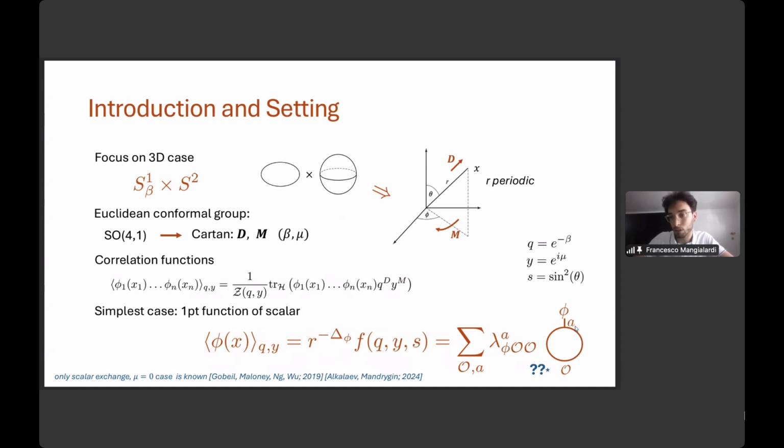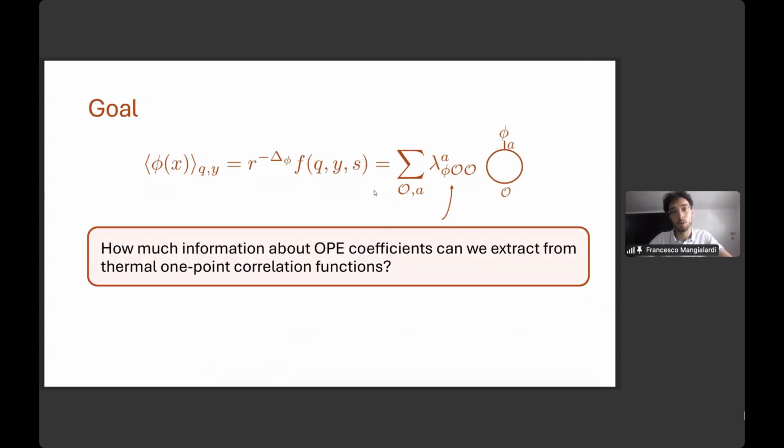However, in this setting, these conformal blocks are actually not known in an exact form, apart from the very particular case where both the external and also the internal field are scalar and the chemical potential is turned off. So in general, we don't know much about these conformal blocks. So the question which we will try to analyze for the rest of the talk is how much information can we actually get about this OPE coefficient from the knowledge of the one-point function, provided the fact that we don't know an exact form for these blocks.